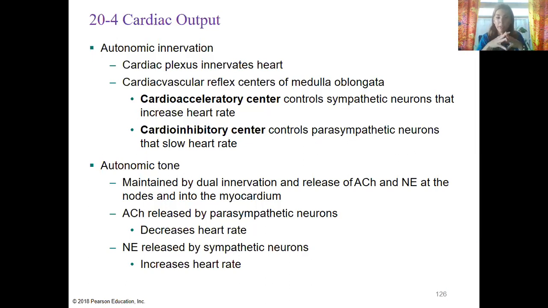There is dual innervation in the heart, which means that both of those are always going to the heart, and they will release either acetylcholine or norepinephrine at the nodes that you learned about in part 2. The acetylcholine is released by the parasympathetic neurons, which will cause the heart rate to slow, and the norepinephrine is released by the sympathetic neurons, which will cause the heart rate to rise.